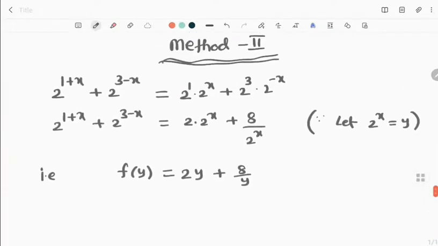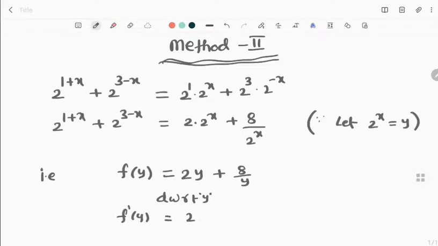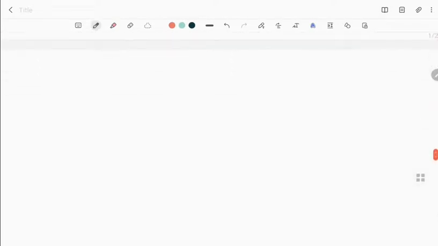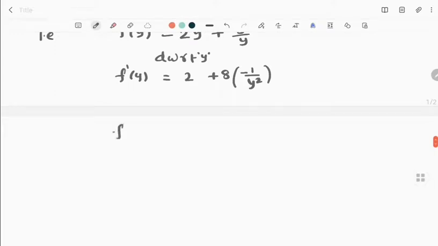After that, to get the stationary value, we need to differentiate with respect to y here. F dash of y equal to 2y, derivative is 2, plus 8 into 1 by y, derivative is minus 1 by y square. So f dash of y is equal to 2 minus 8 by y square.